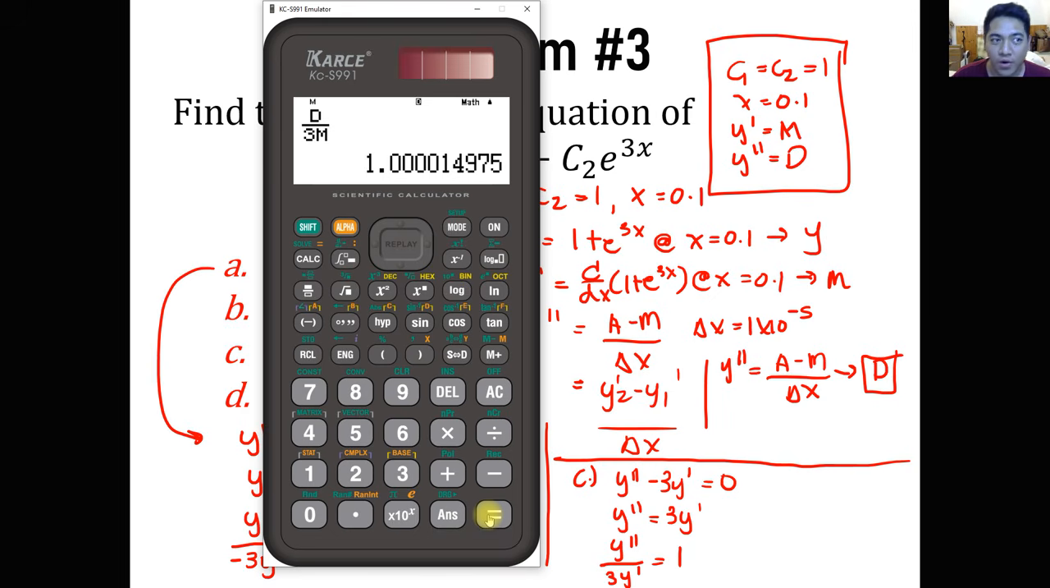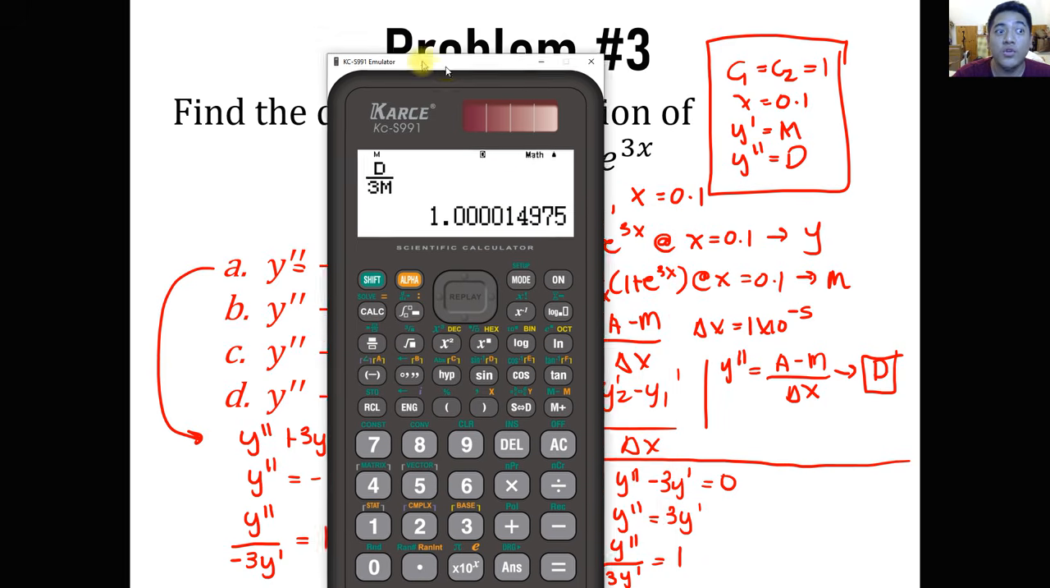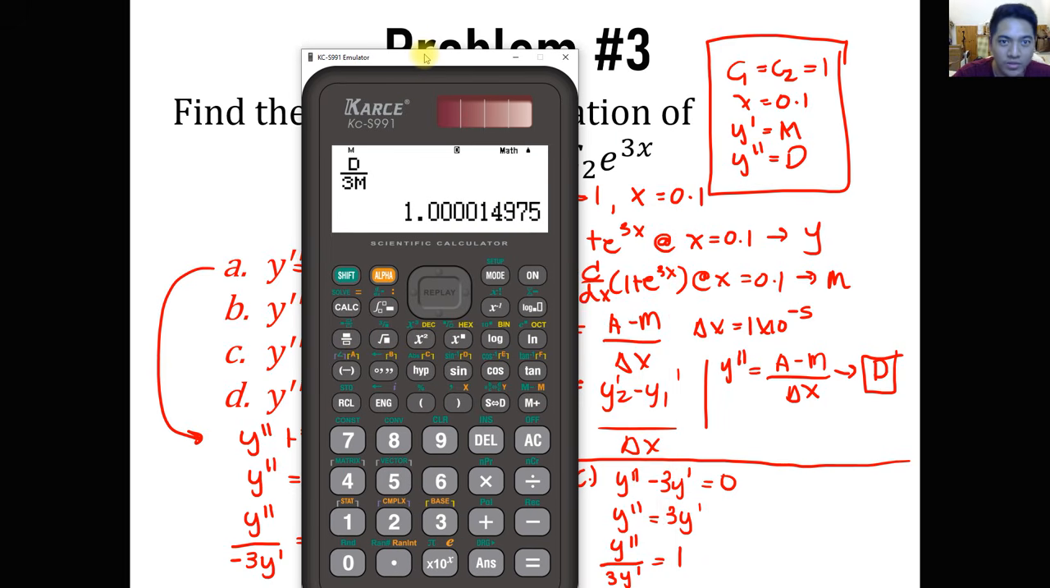After rounding off with the decimals. The reason for this is that we are using an approximation method, so technically, this is approximately equal to 1. So the answer here should be letter C.